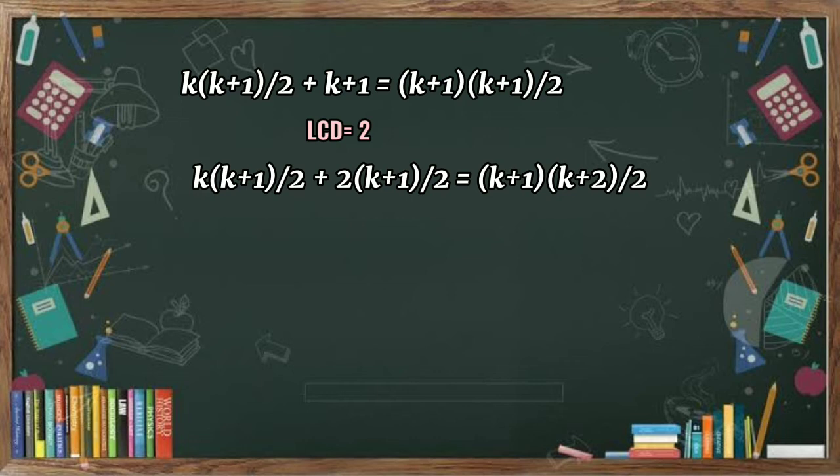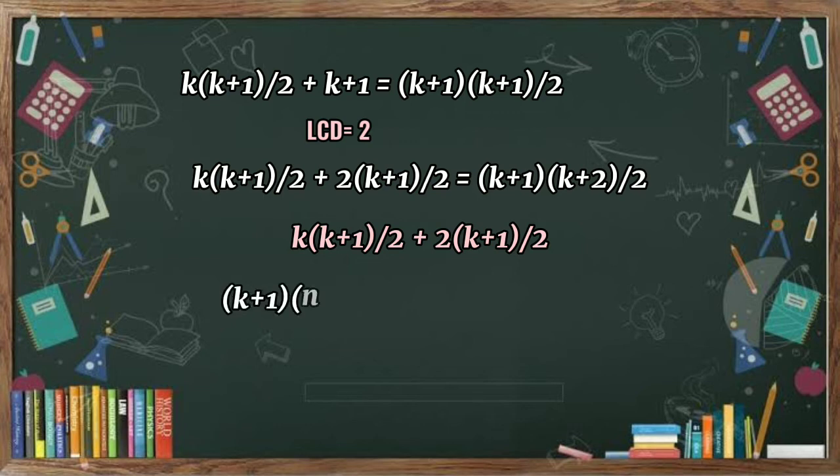As you notice in this part, k multiplied by k plus 1 over 2 plus 2 multiplied by k plus 1 over 2, we have a common binomial of k plus 1. So we can factor out this k plus 1. So we have k plus 1, and we are left with k and 2, k plus 2. So we have k plus 2 over 2.